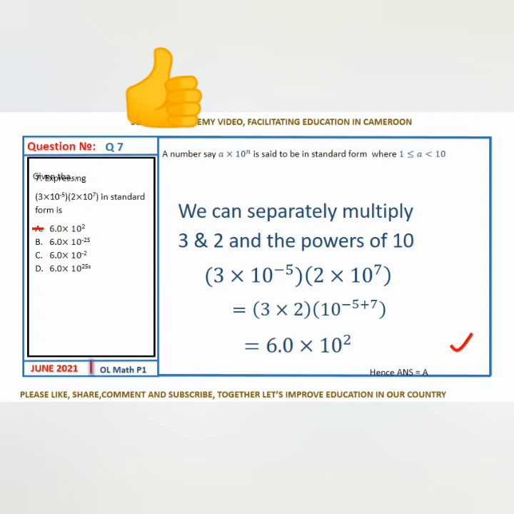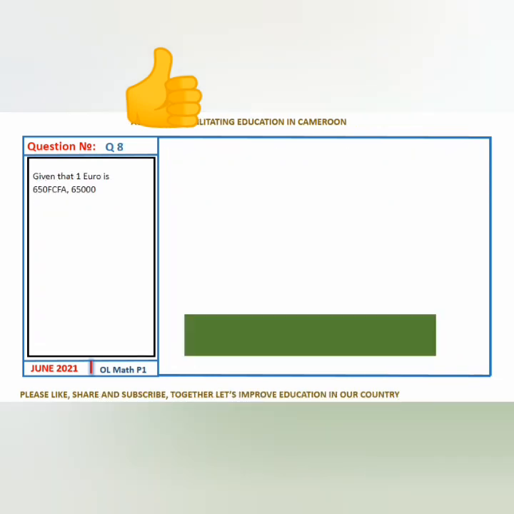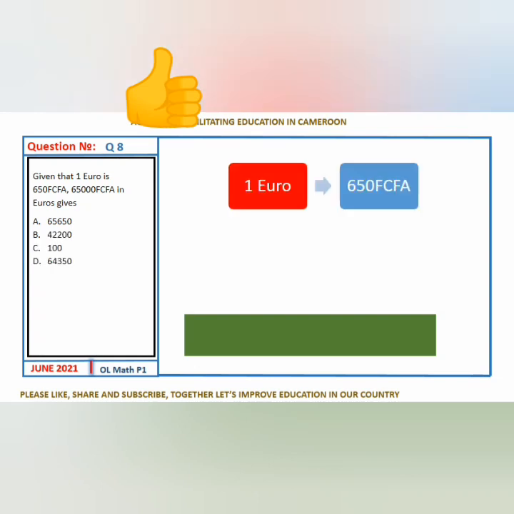Question number 8. Given that €1 is 650 francs CFA, 65,000 francs CFA in euros will give. This is simply a question for you to apply direct proportion, right? So if €1 gives 650 francs CFA, then X euro will give 65,000 CFA.